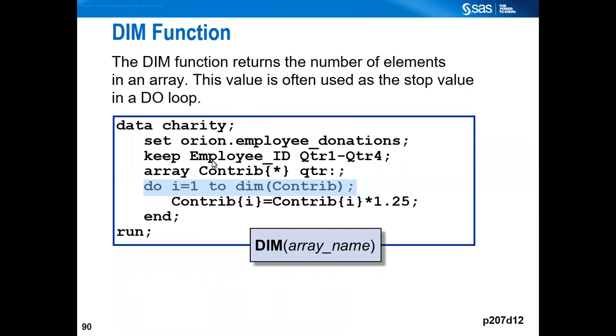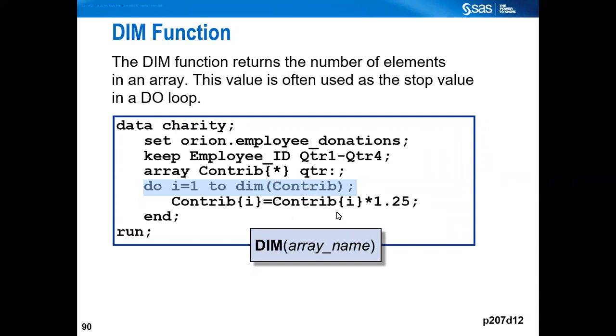Now what is a dim function? If we understood this code carefully, we are creating an array called contrib on all the quarters. When you are using a do loop, in case you are not aware how many elements you are using, so you are not aware what should be the stop value for this do loop, you use the dim function with contrib. What this dim function does is it takes care of the number of elements which are there in this array statement contrib. It takes care of the number of elements with the dim function as a stop value.